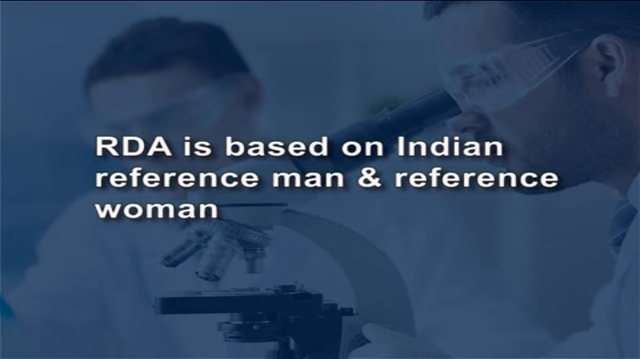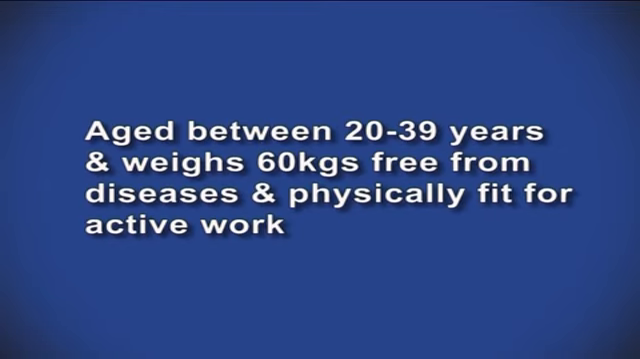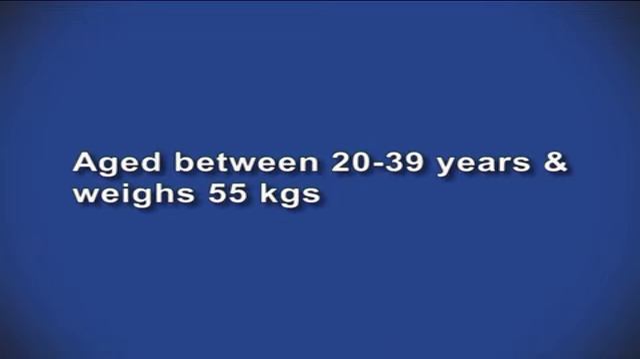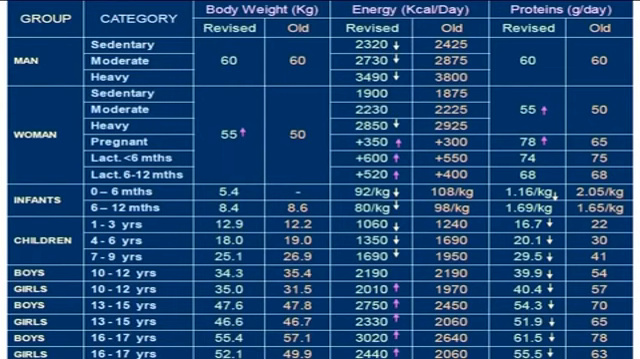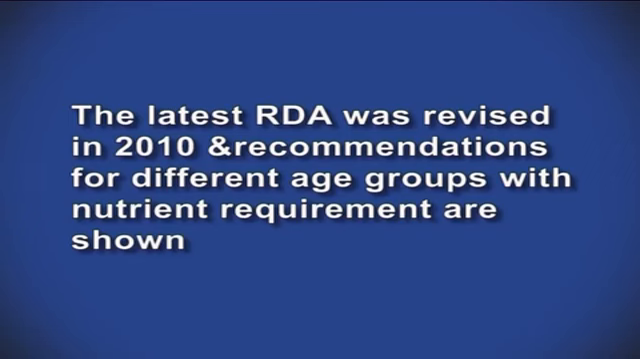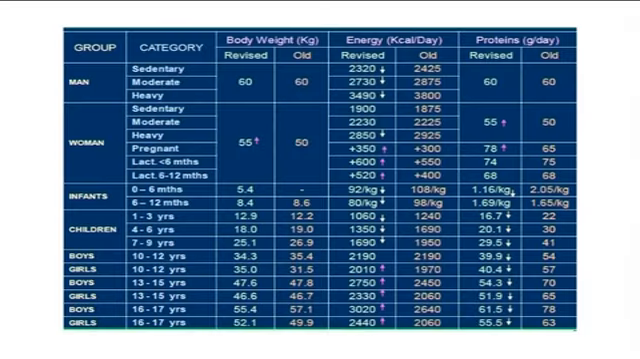RDA is based on Indian reference man and reference woman. Reference man is aged between 20 to 39 years and weighs 60 kgs, free from diseases and physically fit for active work. Reference woman is aged between 20 to 39 years and weighs 55 kgs. The latest RDA was revised in 2010 and recommendations for different age groups with nutrient requirements are shown on the screen.